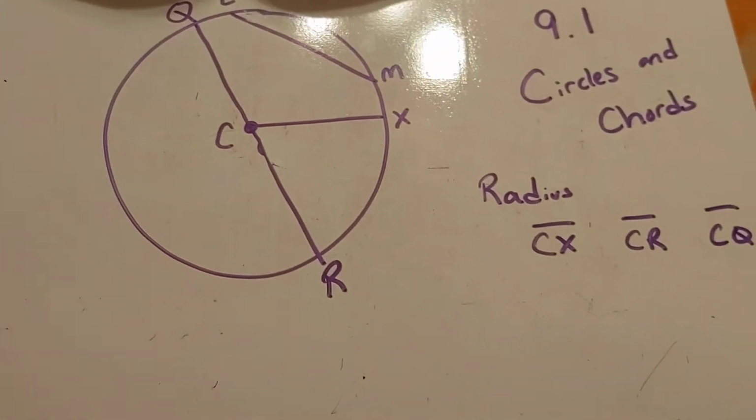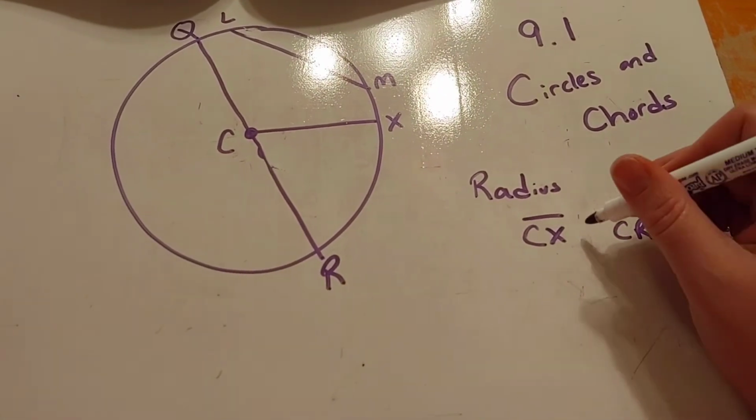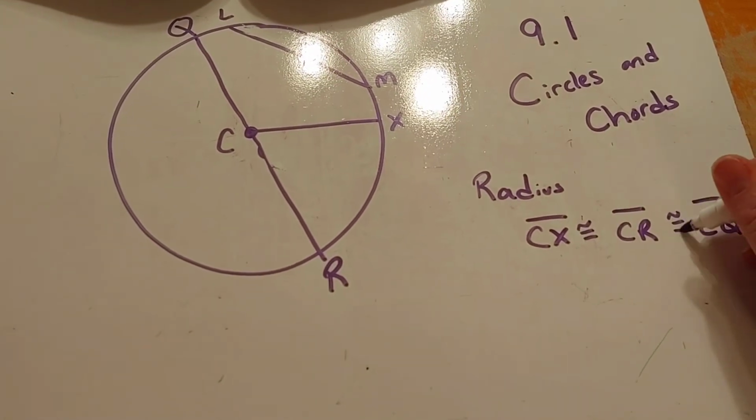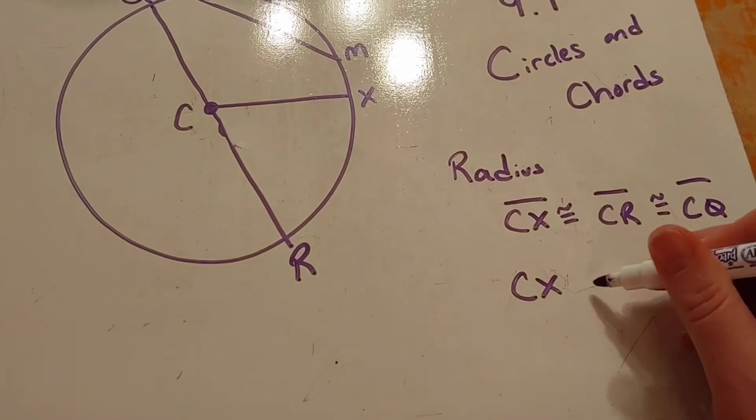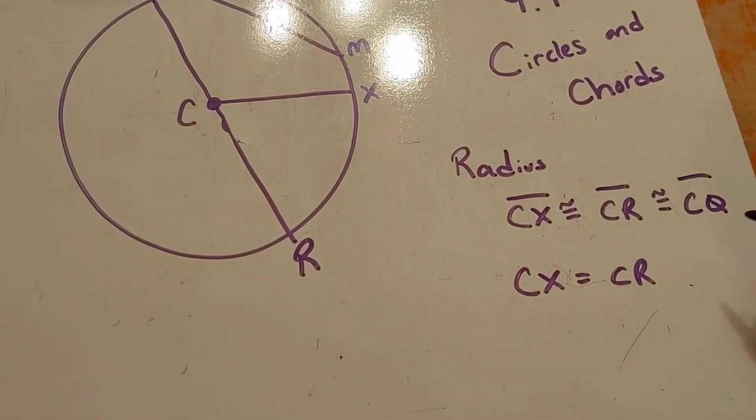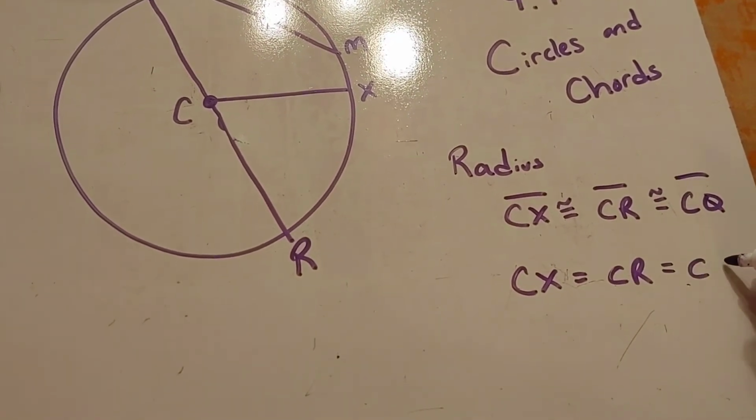Notice in a given circle, all radii are going to be congruent. So I'm going to go ahead and put my congruent symbols here. Now remember, if I was talking about the length of these segments, I would write the length of CX is equal to the length of CR is equal to the length of CQ.